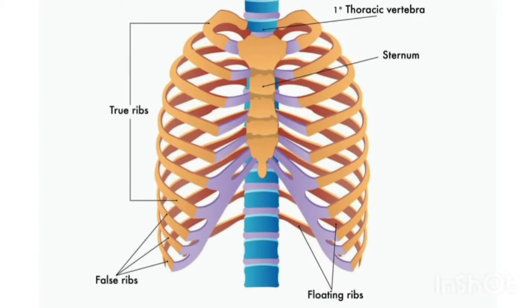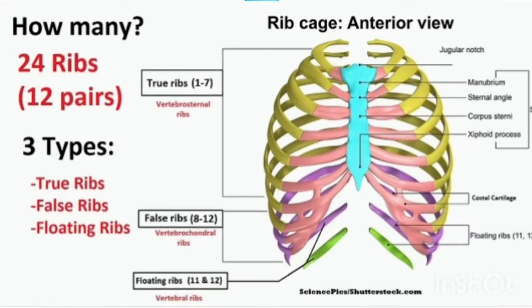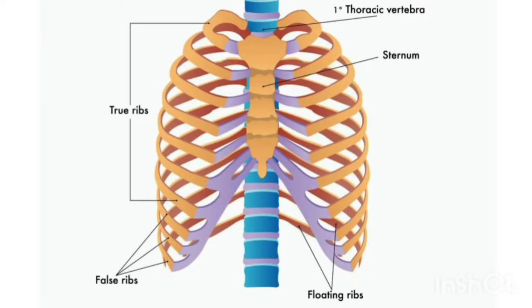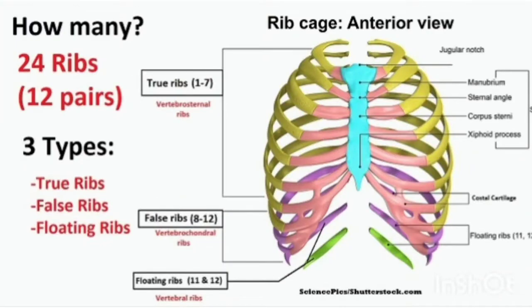First, the rib cage has 12 pairs of ribs. These 12 pairs of ribs are divided into 3 types. They are the true ribs, which are called the vertebral ribs, then false ribs, which are called the vertebrochondral ribs, then the floating ribs. Okay, friends? So 1 to 7 are the true ribs. Then from 8 to 10 are the vertebrochondral ribs. Then the other 2 pairs are the floating ribs. These 2 ribs do not join other ribs.